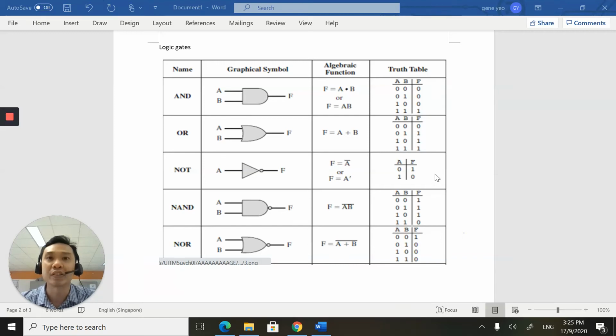Okay, so welcome back to video 2 of the lecture series on logic gates. In the previous video, I taught you what logic gates are and how to draw the truth table. Now I'm going to introduce you to the logic gates themselves.